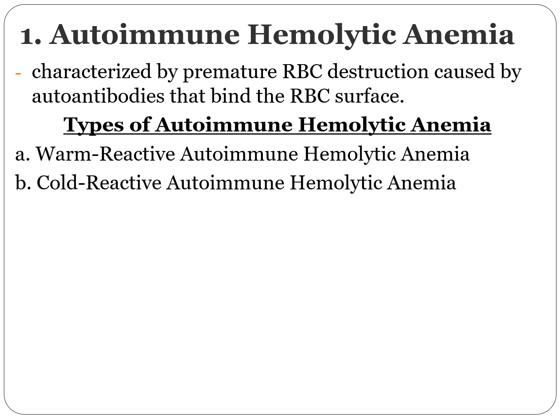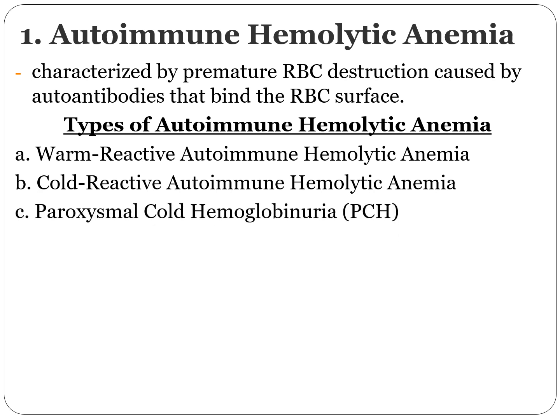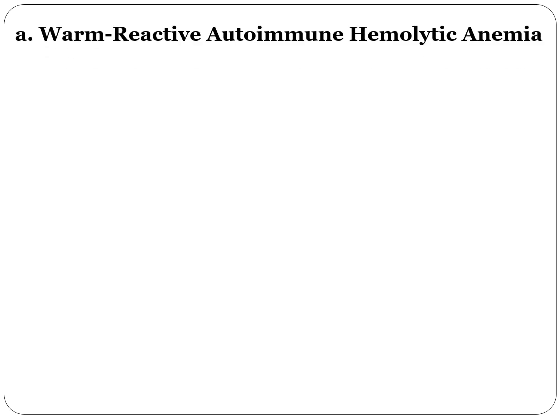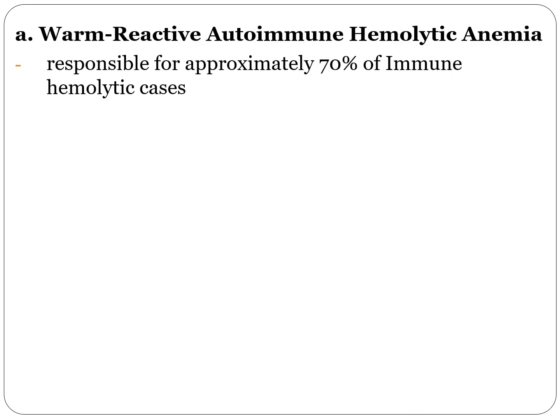And for cold reactive autoimmune hemolytic anemia, we have the paroxysmal cold hemoglobinuria. Okay, so ito na po yung warm. So again, warm reactive autoimmune hemolytic anemia, or WAIHA kung tawagin, would be the most commonly encountered autoimmune hemolytic anemia, and this is responsible for approximately 70% of immune hemolytic cases. Most commonly, it could either be idiopathic or it could be secondary. So ibig sabihin may pinanggagalingan, no?